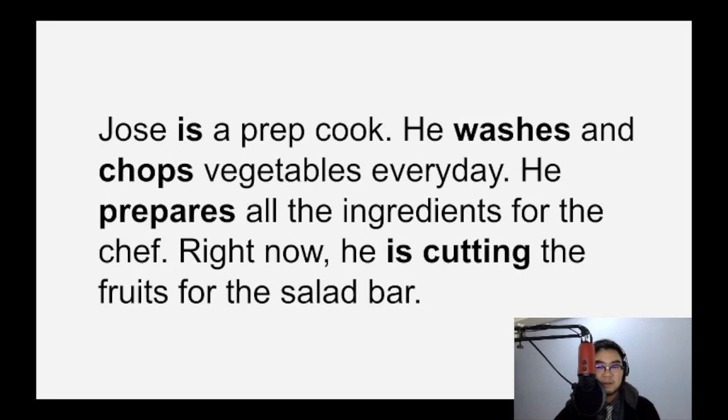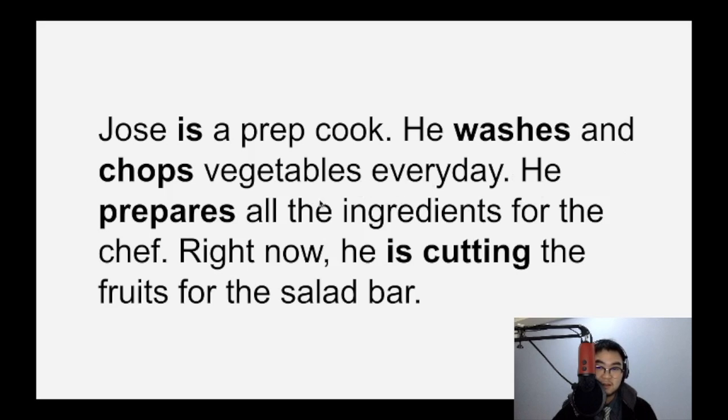Okay, so Jose is a prep cook. He washes and chops vegetables every day. He prepares all the ingredients for the chef. Right now, he is cutting the fruits for the salad bar. Alright, first two sentences are in simple present. Jose is a prep cook. That's who he is. That's his job. And he washes and chops vegetables every day. So this is his work every day.